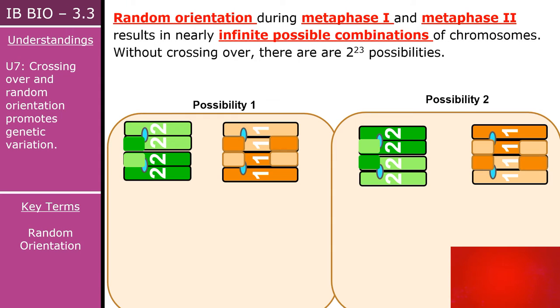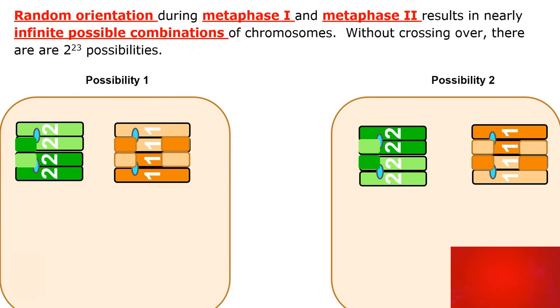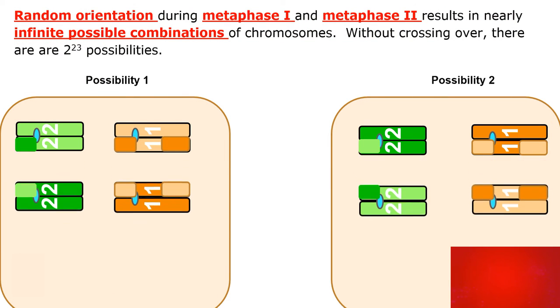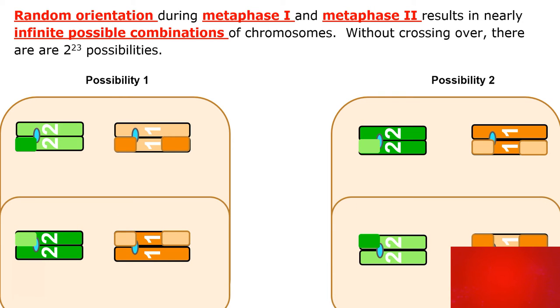So what's going to happen is that these random orientations during metaphase 1 and 2 result in nearly infinite combinations of chromosomes. So even without the crossing over, there's already 2 to the 23rd possibilities that you can have of who ends up on what side, because we have 2 of each chromosome, and who's on one side or the other is an equal chance. So what this is going to do is, during anaphase, when they separate, now you're getting these different haploid cells.